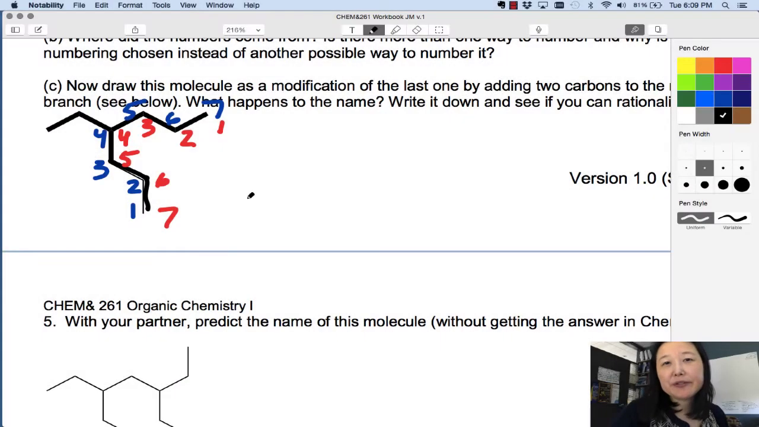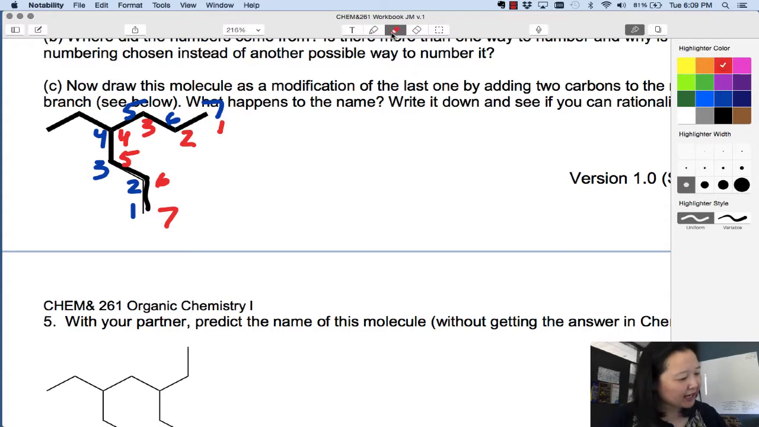All right, guys, so I have 2 different numbering systems, blue and red. You can see either one works because the branch occurs at the 4 carbon regardless of which way you go. Our longest chain, I'll just highlight, is this one, so we want that to be our parent chain. A parent chain of 7 carbons has what name?